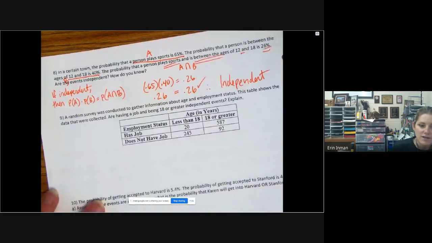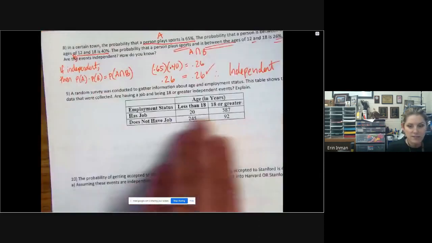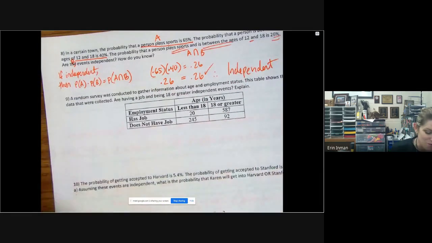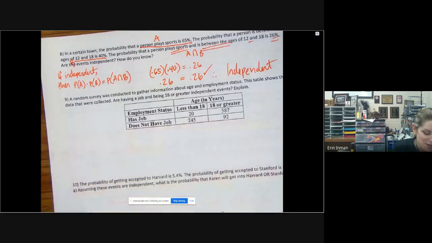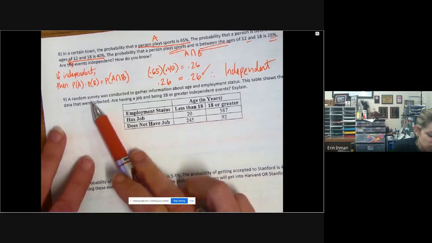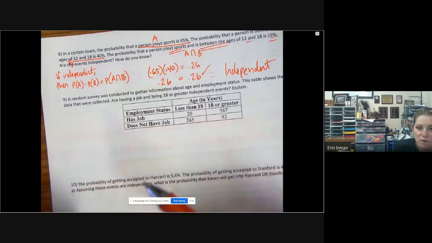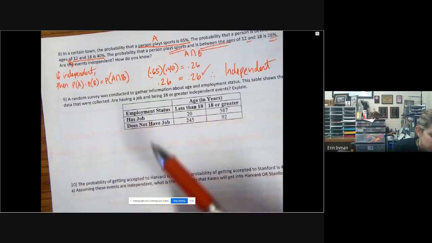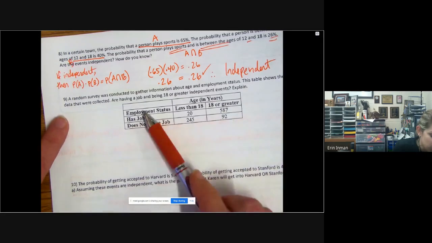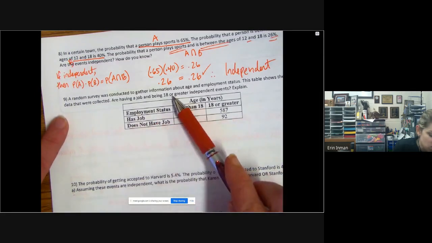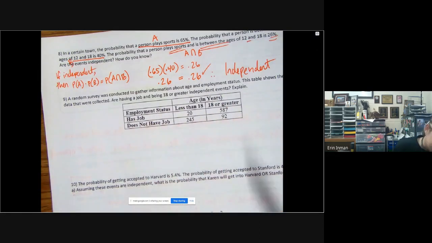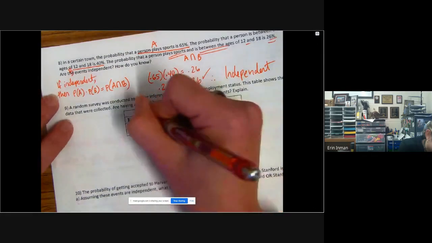All right, let's take a look at this one. And this is kind of what you might see some of your tables looking like. Notice it's not quite as nice as some of the ones we've been using because we always had room for the totals on here. So our tables are a little bit different. So we have the survey, and usually, if you take a survey, you might just be recording the information. You might not total it all. So this table shows the data that they collected. We're going to look at, does having a job and being 18 or greater, are they independent or dependent? So let's take a look. Job.